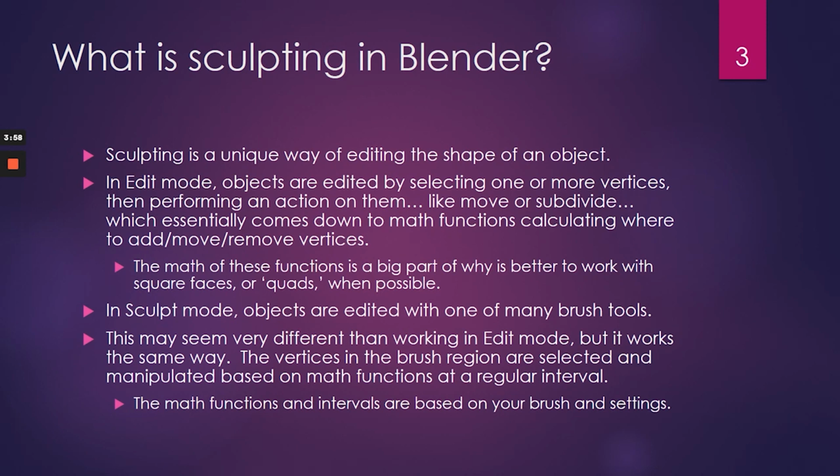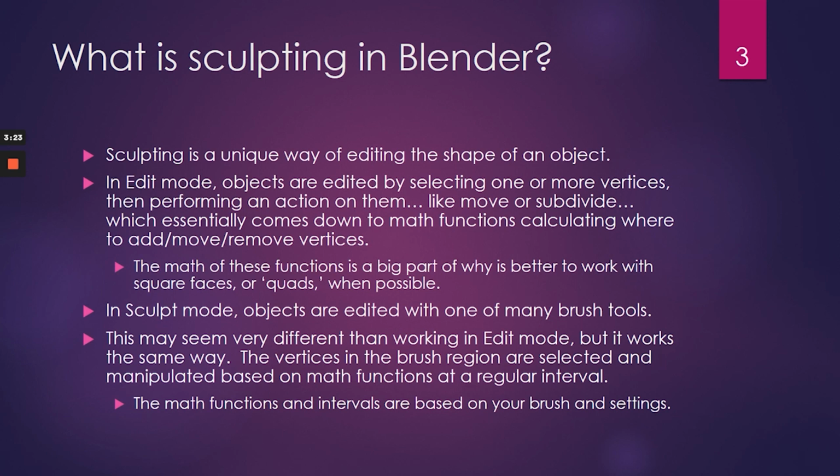So what is sculpting in Blender? Sculpting is a unique way of editing a shape or object. So in edit mode, you usually select your vertices with the selection tool and then perform an action on them. And after you do that, some math is done and the computer calculates where the vertices go. And because of that math, it's part of the reason you want to try to keep your polygons to square shapes, your faces, whenever possible. Although some of the things we're going to do will reduce our shapes to triangles, but that's okay.